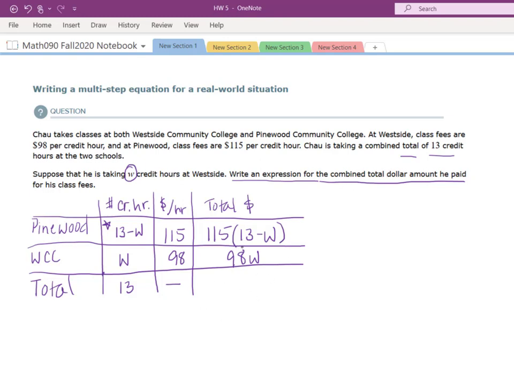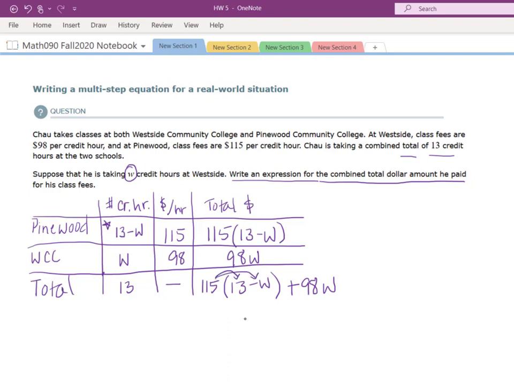So the best we can do is just add these together for the total. So 115 parentheses 13 minus W, and then plus 98W. And that's actually what they want. They want this expression. Now we can simplify it a little bit, so let's go ahead and do that down here. Let's see. So the 115, I'm going to go ahead and distribute.